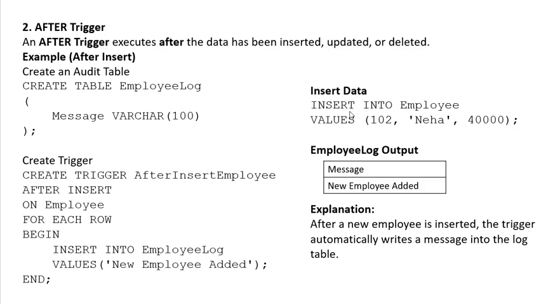Then insert the data: INSERT INTO employee VALUES (102, 'Neha', 40000); The employee_logs output shows the message: New employee is added. The explanation is that after the new employee is inserted, the trigger automatically writes a message into the log table.